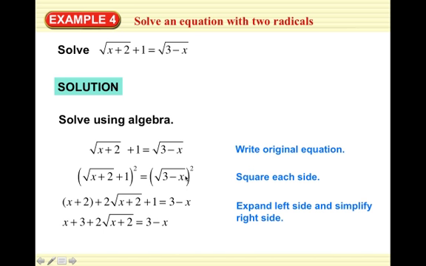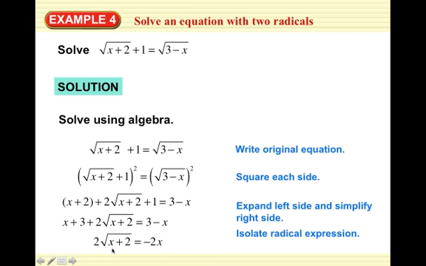So on the outside of the square root sign, the square and square root cancel and leave us with 3 minus x, which is good. We wanted something to be simpler. So let's see. x plus 2 plus 1 gives us x plus 3, and then plus our 2 times square root of x plus 2. That equals 3 minus x. Okay, so we want to subtract the 3 over, so that's going to zero out, and we're going to subtract this x over to the other side.